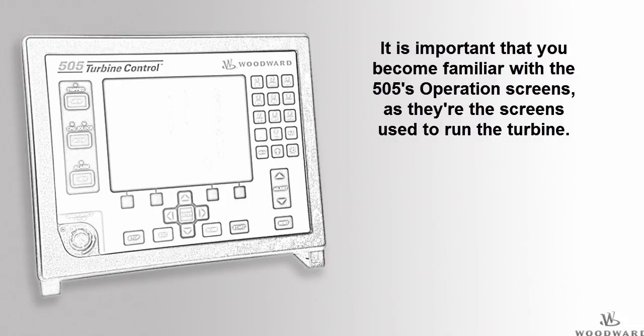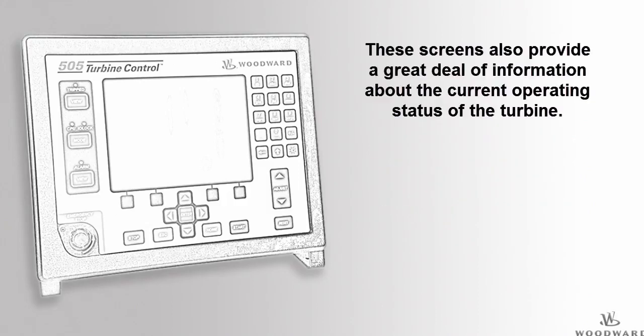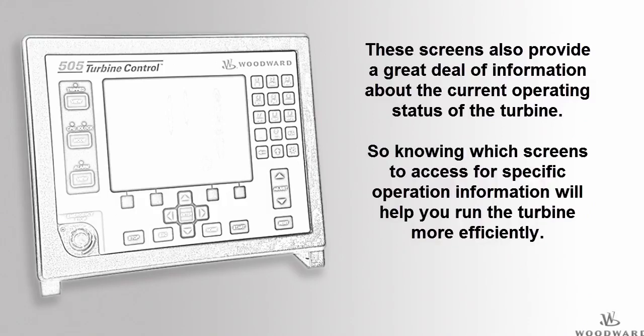The features and options available through the operation screens are used to run the turbine, so becoming familiar with them will allow you to use the 505 to make the correct adjustments to turbine operation quickly. In addition, the built-in HMI screens provide a great deal of information about the current operating status of the turbine. Knowing where this information is located will allow for more efficient turbine and plant operation.